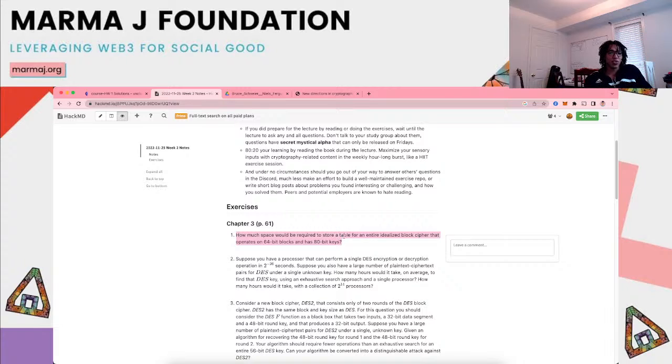I guess to store the table, if you wanted to store the table, you would need to have one entry for every key. So you have 80-bit keys, so you need an entry for every single one, 2 to the 80 keys, I guess. And then it operates on 64-bit blocks. So I guess you need 2 to the... Is it just 2 to the 64 by 2 to the 80 in a table?